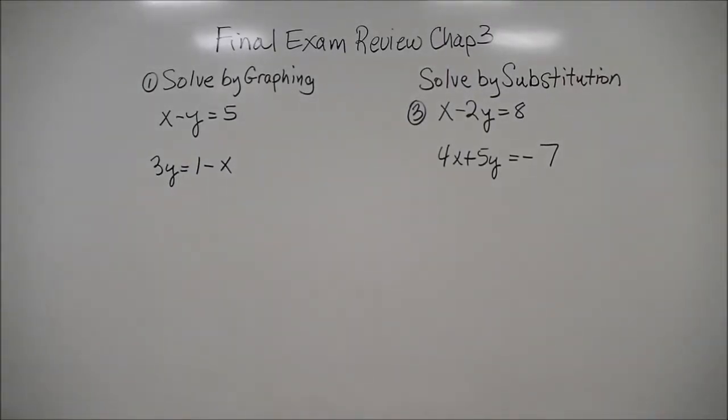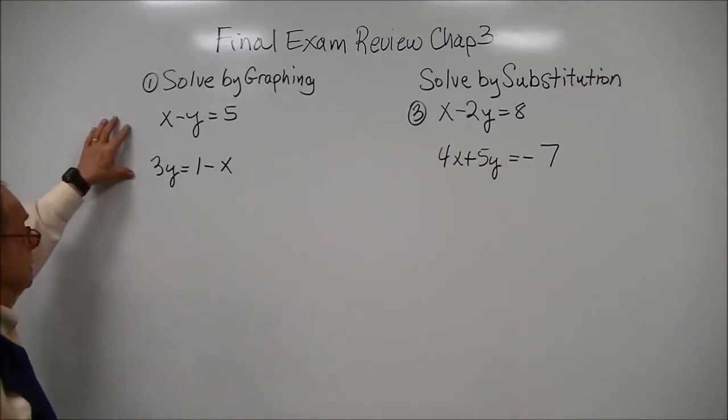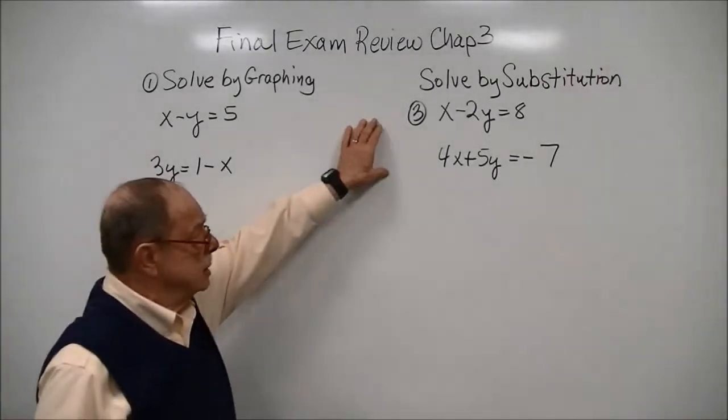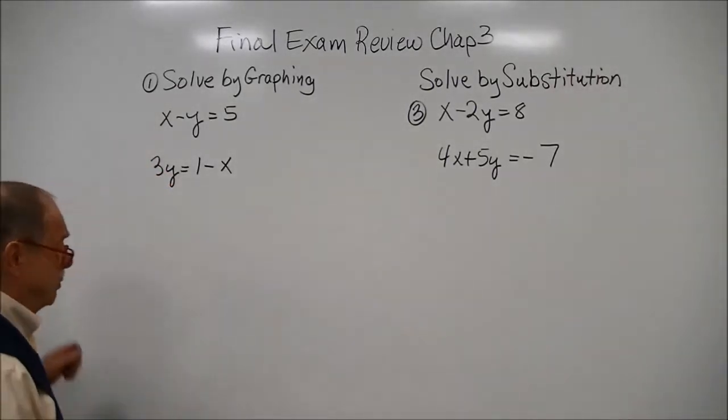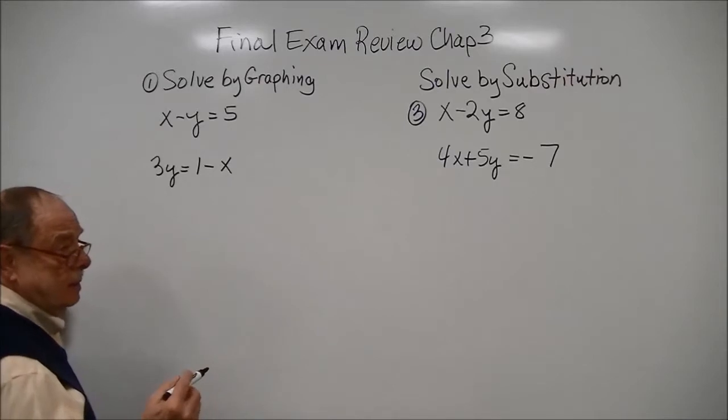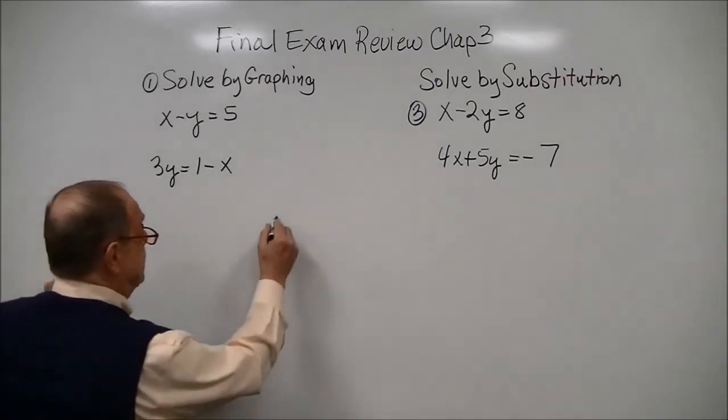Okay, continuing our review program, we're going on to Chapter 3 now. And in Chapter 3, you recall we were dealing with pairs of equations. And as background, we said one of three things can happen.